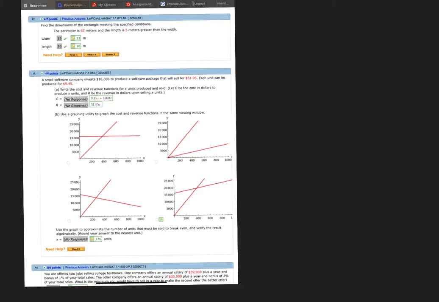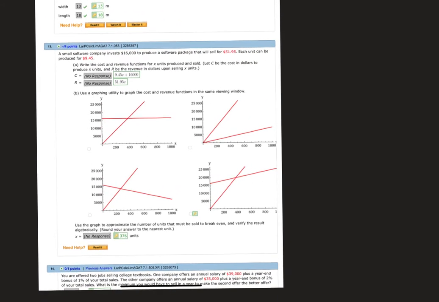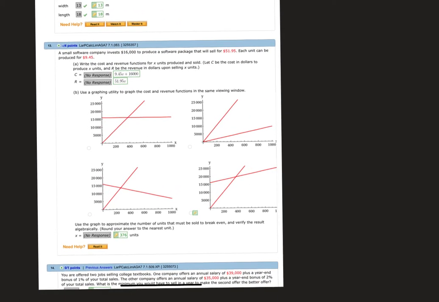So I'll do a couple. This one is 13. It says a small software company invests $16,000 to produce a software package that will sell for $51.95. Each can be produced for $9.45. Write the cost and revenue functions for x, then use the graph utility to graph both of those, and approximate the number of units that have to be sold to break even.